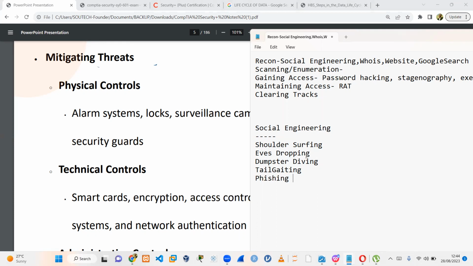Eavesdropping is where somebody's trying to listen to conversations, especially in rooms that are not soundproof. Dumpster diving is where people go to do reconnaissance. People go to get basic information like account numbers, statements of account, confidential information, compliance data, and competitive intelligence by looking at the dustbins, the dumps of companies and individuals.